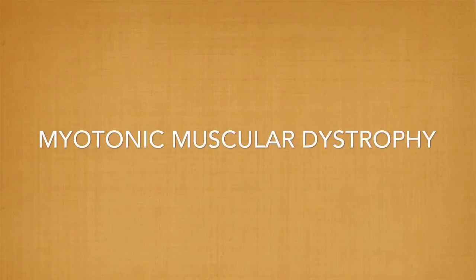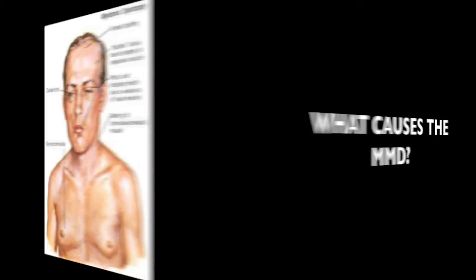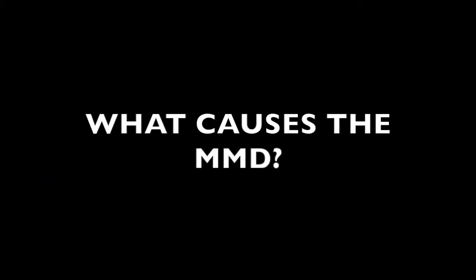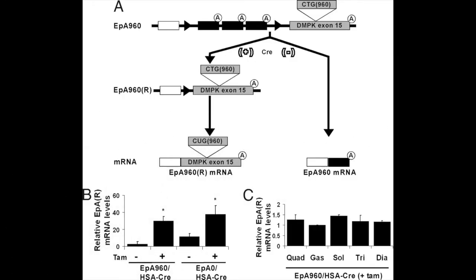Now, let's view myotonic muscular dystrophy. Myotonic muscular dystrophy, or MMD, is a form of muscular dystrophy that affects muscles and many other organs in the body. But what causes MMD? It occurs when a gene on chromosome 19 called DMPK, or ZNF9, contains an abnormally expanded section.